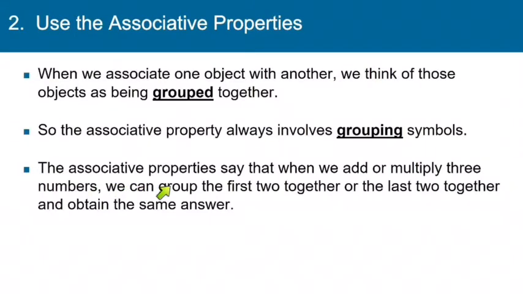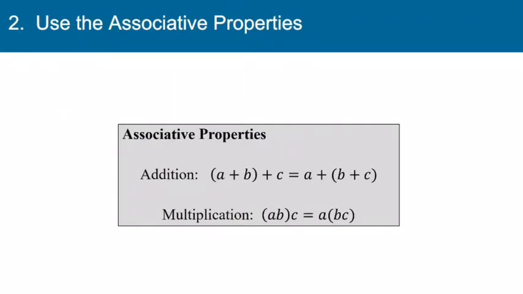And the associative properties say that when we add or multiply three numbers, we can either group the first two together or group the last two together, and we'll get the same answer either way. And again, I'm sure this is something you already knew, although you might have never thought about how to write that down in algebra symbols. So here it is, the associative property of addition and the associative property of multiplication.